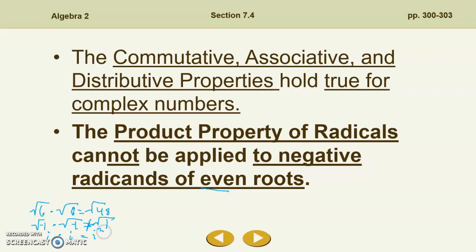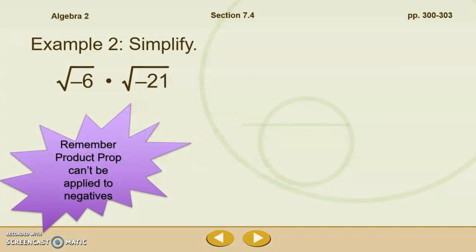And i squared is actually negative 1. So the product property does not work or apply to negative radicands of even roots. So let's try to simplify then some negative radicands with even roots. We've got the square root of negative 6 times the square root of negative 21. What we want to do before we try to simplify these is rewrite these so that they have positive radicands.